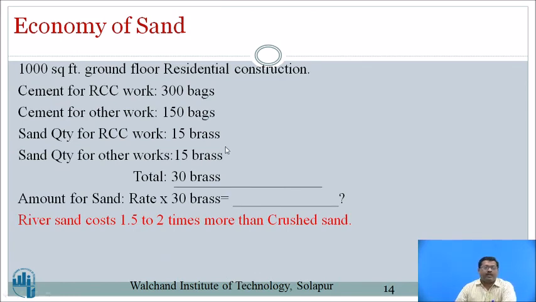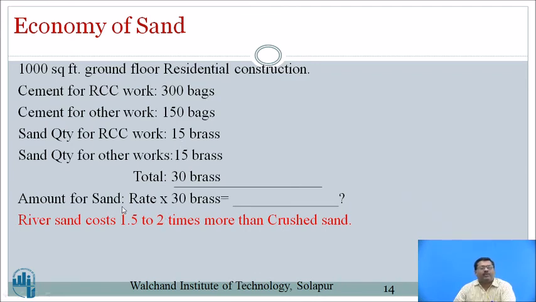Now, what is the economy of this sand? If you are going for 1000 square feet construction of a ground floor residential building, cement for RCC work generally required is 300 bags. Cement for other works, brick work, plaster and other work, is 150 bags. Sand quantity for RCC work is 15 brass required. 15 brass means 15 into 2.83 cubic meter. I am talking in site language. Sand quantity for other works is 15 brass, total is 30 brass. So, a minimum of 30 brass is required for 1000 square foot of residential building.